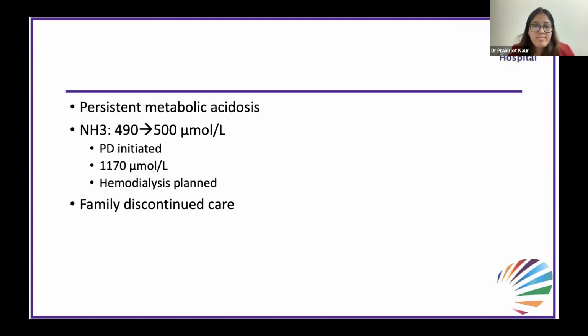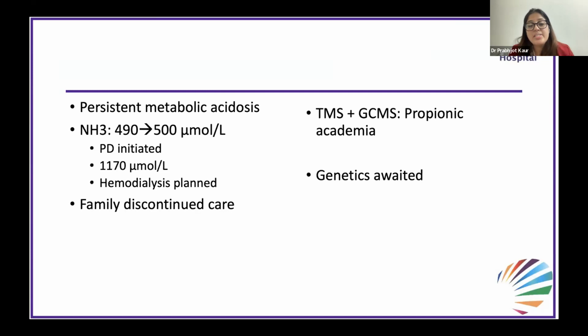So subsequently, we did get follow-up reports. The TMS as well as GCMS were positive for propionic acidemia, and genetics are still awaited. So this is one of your typical non-HIE inborn errors of metabolism. Now, the important learning point is that these kids can have associated sepsis, sepsis being one of the commonest associations with most other conditions. And the screening investigations, when they show us something like a high ammonia level, we need to start acting immediately as far as the treatment is concerned.